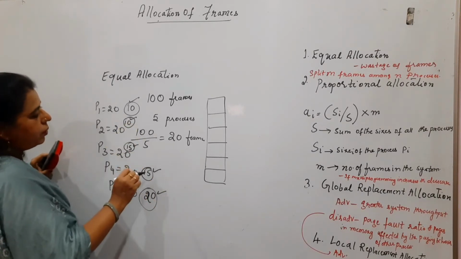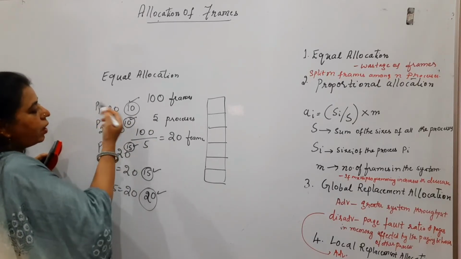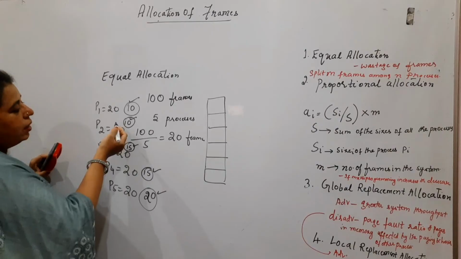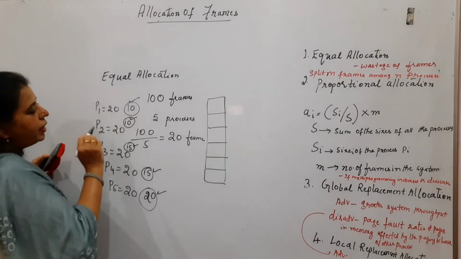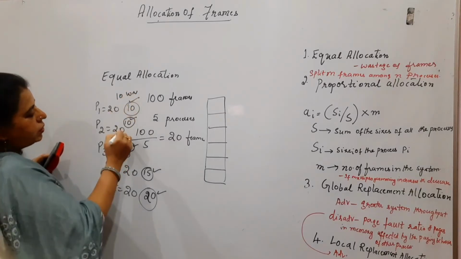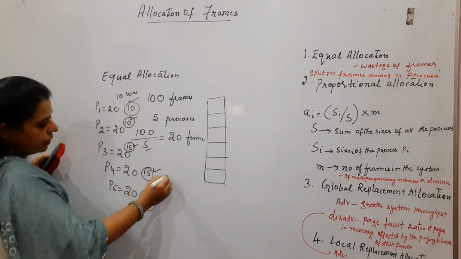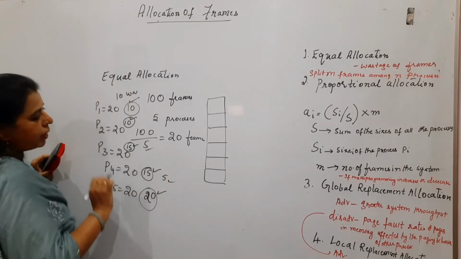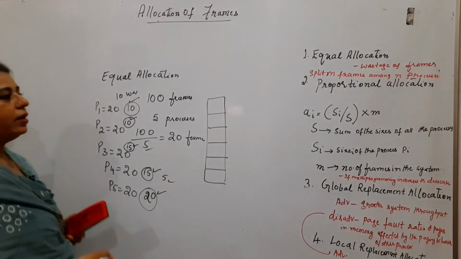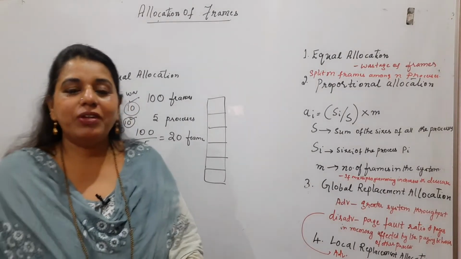I wanted to tell you the main point that whatever is allocated to the process may not be in need of that many frames. Out of 20 allocated, only 10 are in use. Then 10 will be wasted. So here 10 will be wasted, here 5 will be wasted, here 5 will be wasted, and P5 is making use of all the 20 frames. Like that, wastage of frames may happen in equal allocation. So this is the problem with the equal allocation.